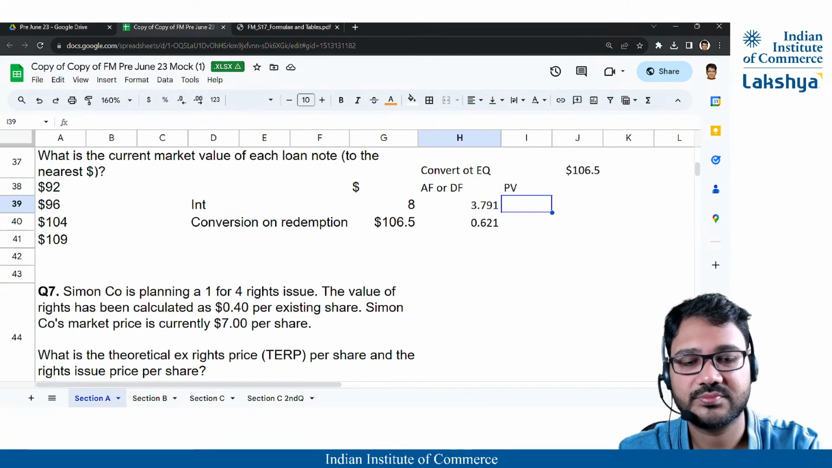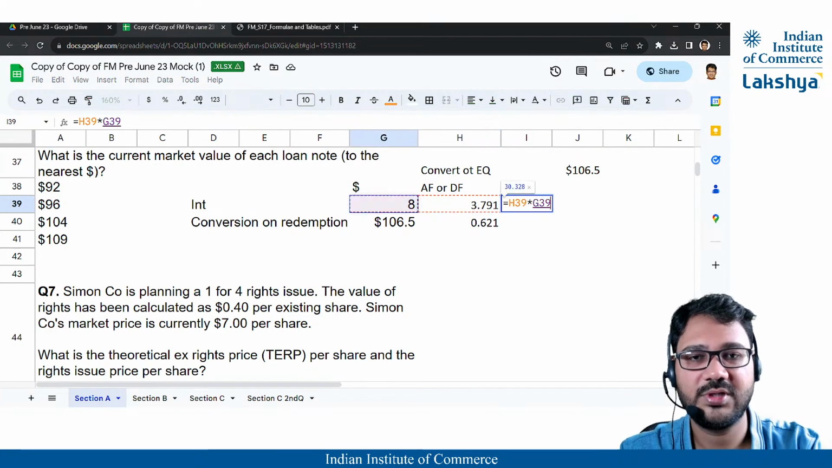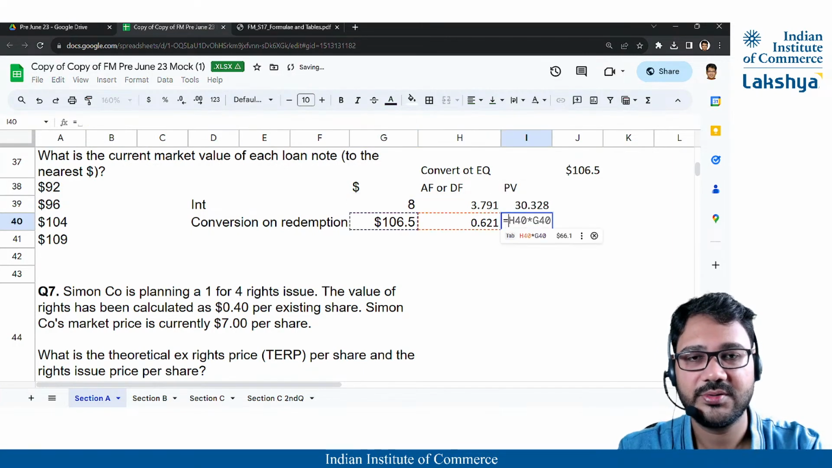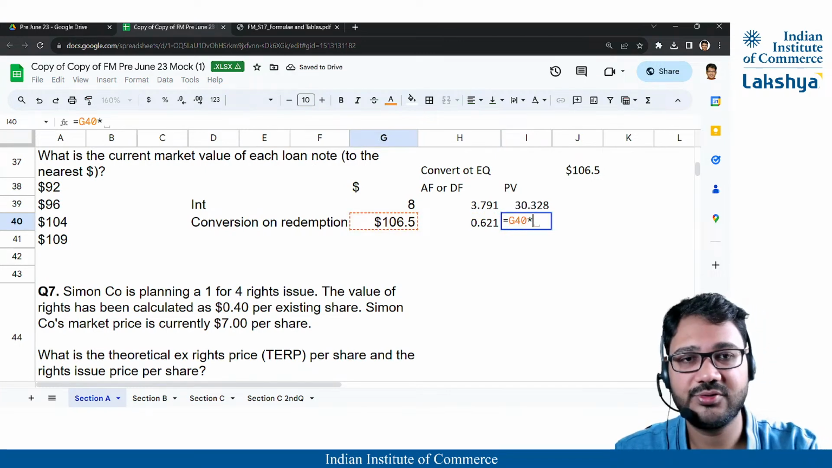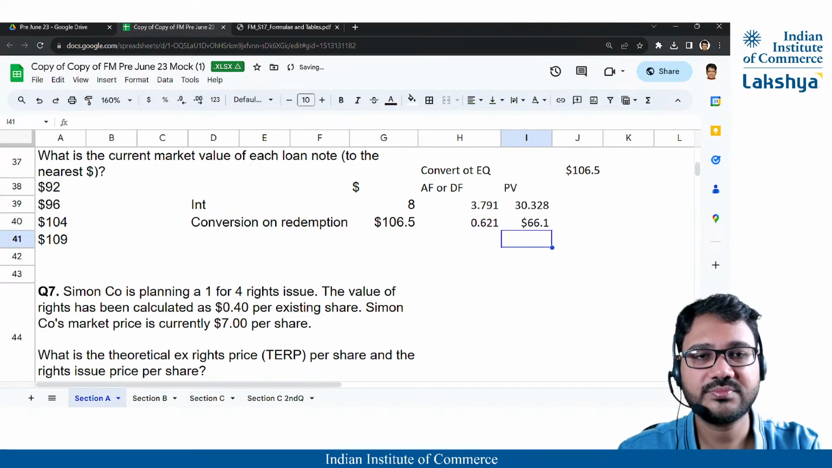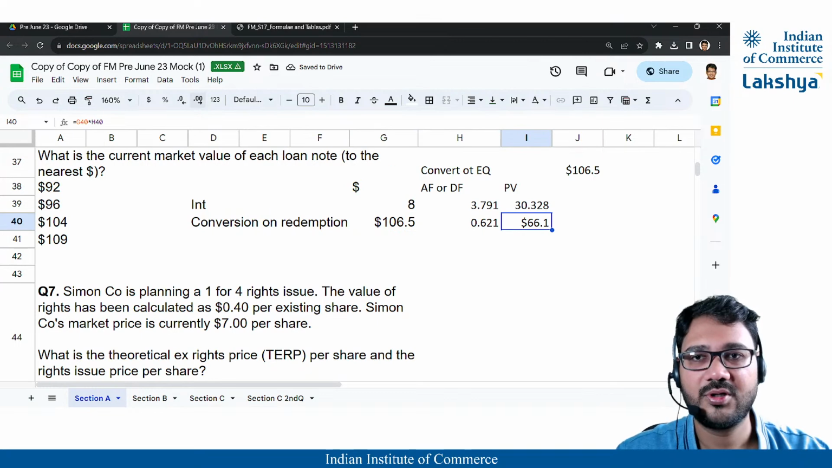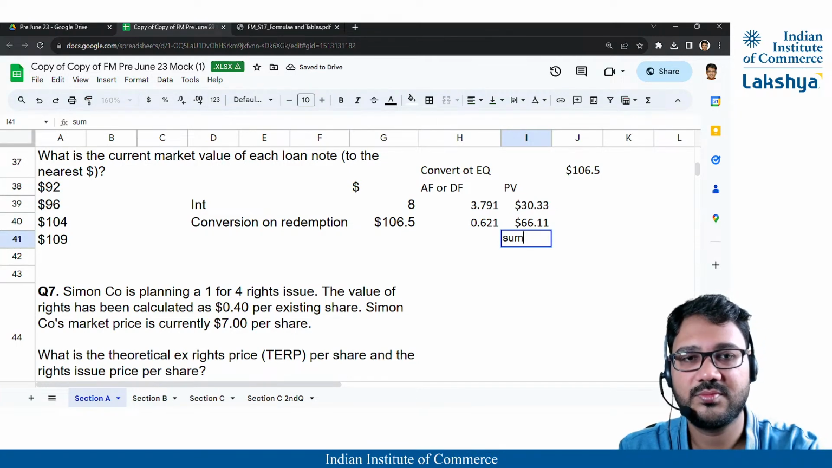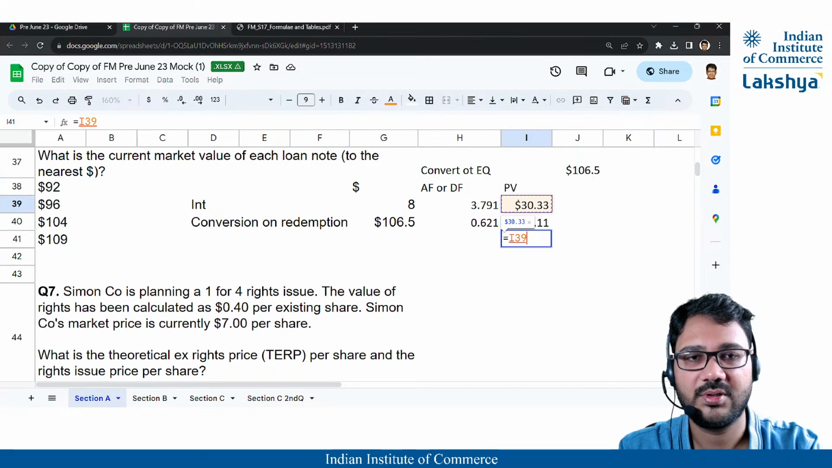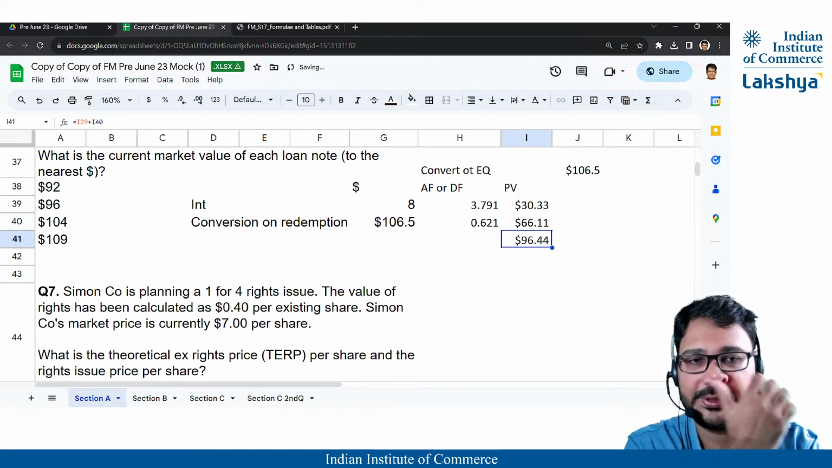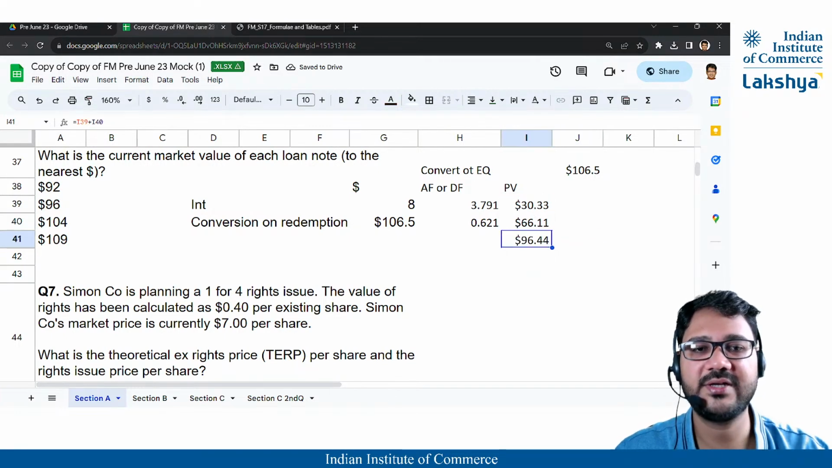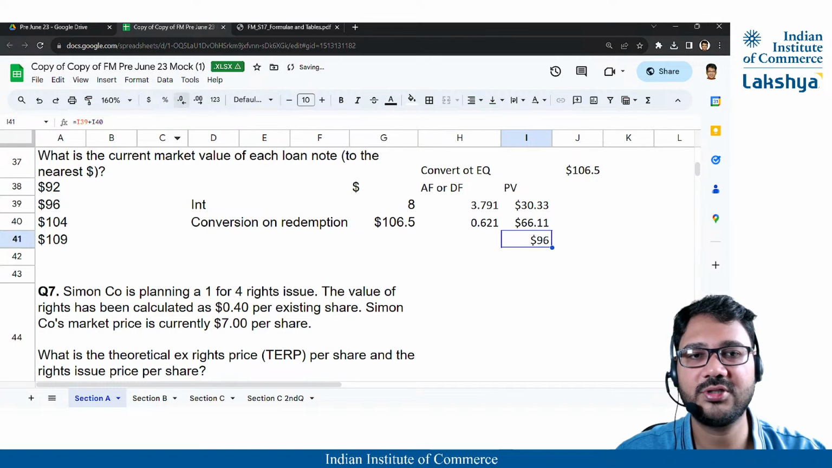This into the annuity, cash flow into the discounting factor. All right. This is also a dollar. So the sum is equal to this plus this. Okay, so 96.44. They said round it to the nearest dollar. So if I just round it, it's $96.